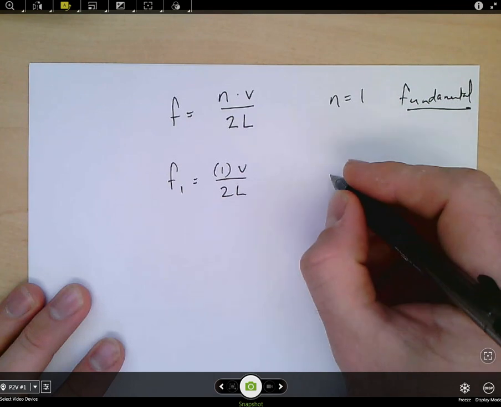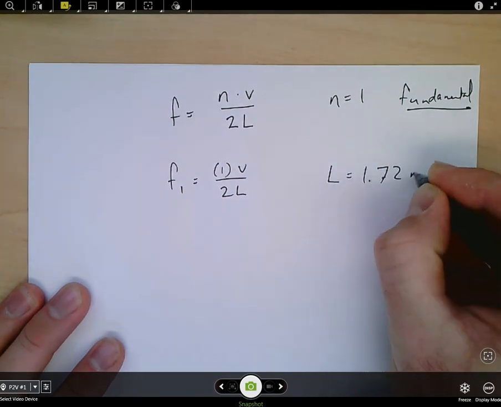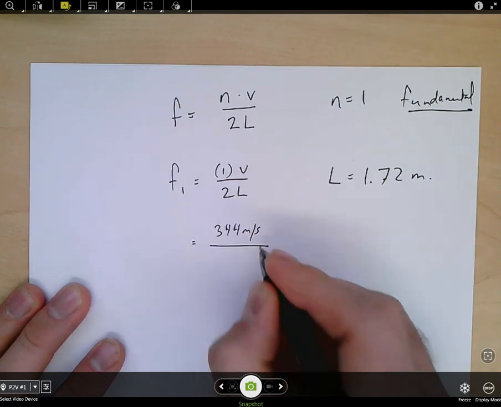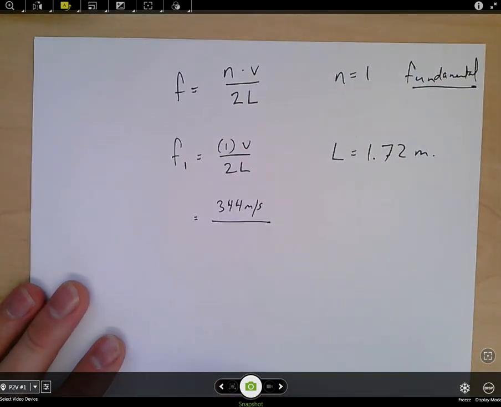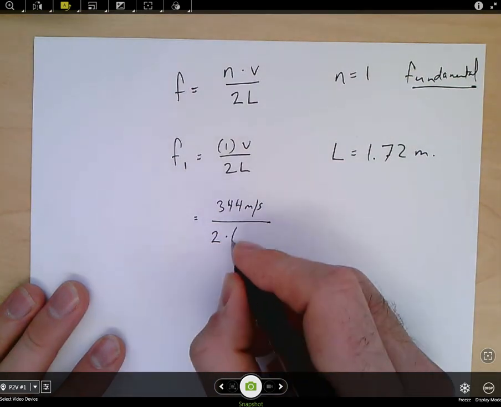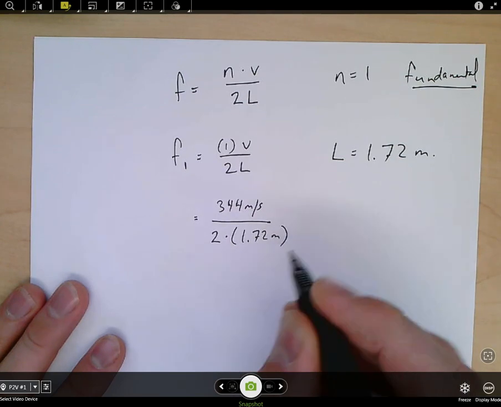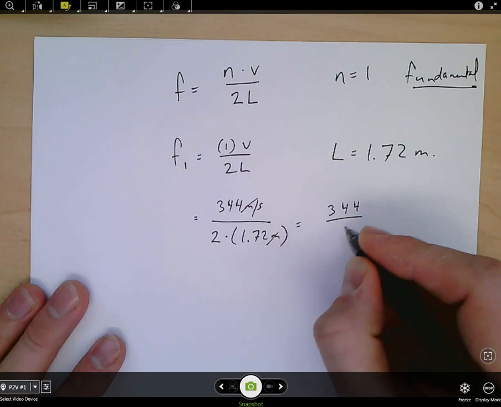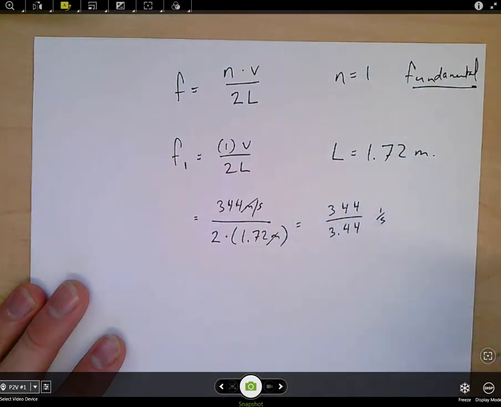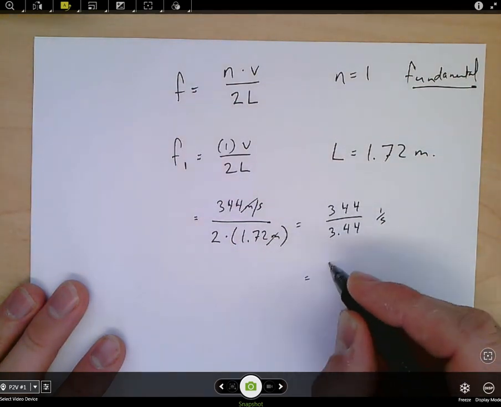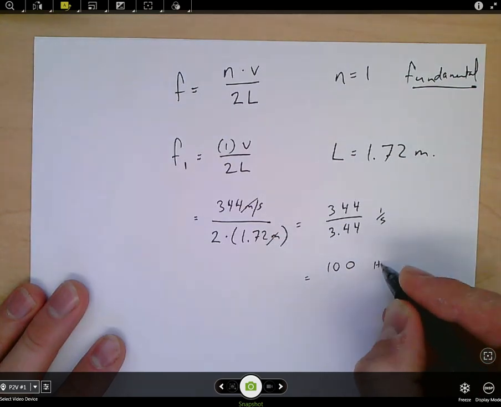What we were given, the only thing that we were given, is that L is 1.72 meters. So now we can start plugging in numbers. 344 meters per second is going to be our typical speed of a wave in air. Now granted, that number can change a bit, but we'll just assume room temperature for these examples. And then we'll divide by 2 times 1.72 meters. If you notice here, the meters cancel out, and we have 344 divided by 2 times 1.72, which is 3.44, and we'll have 1 over seconds, which is going to be hertz. Now 344 divided by 3.44 is the same thing as 100 divided by 1. So in other words, this is 100 hertz.